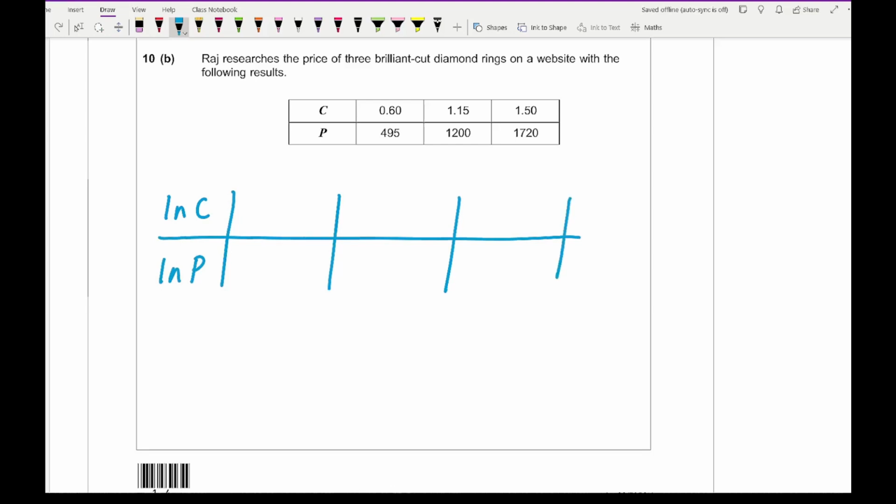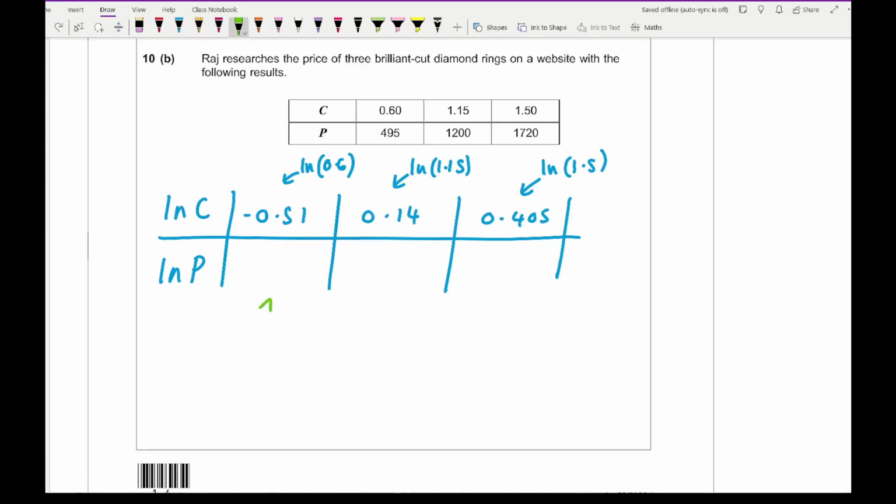So for this, all I need to do for this first value is just type in ln of 0.6. For this one, ln of 1.15, and this one is going to be ln of 1.5. And if I do that correctly, I should have the following results. So I get minus 0.51, 0.14 and 0.405.